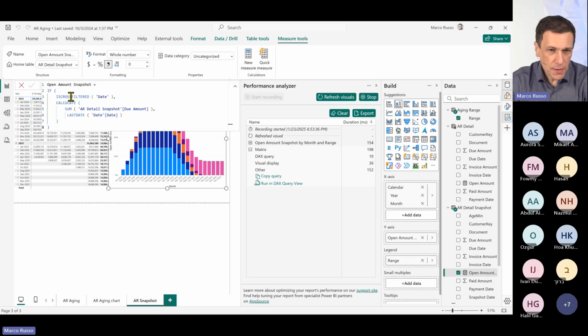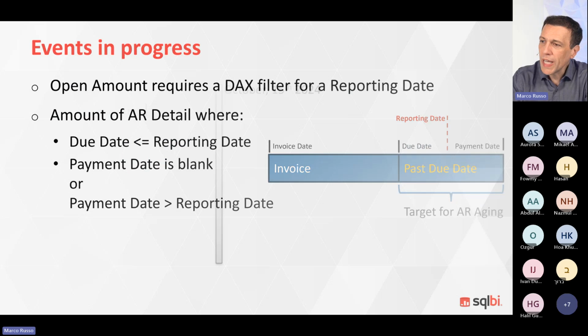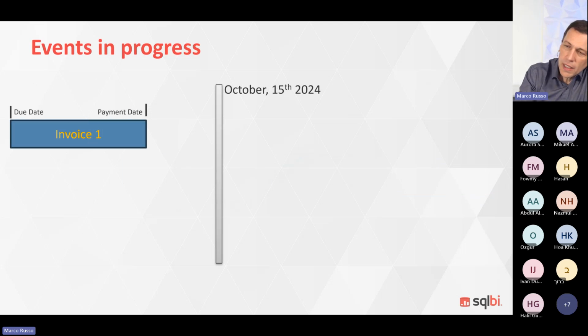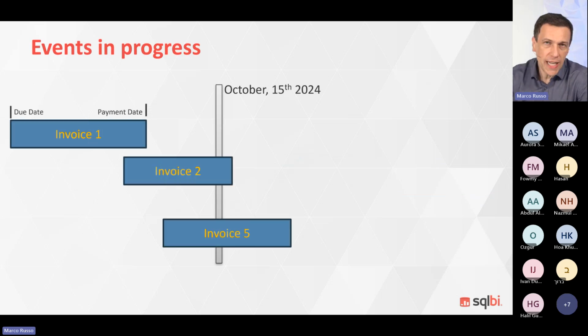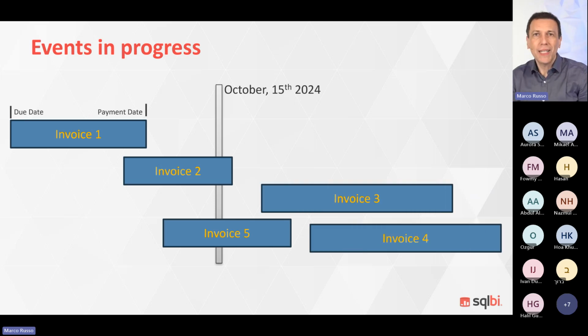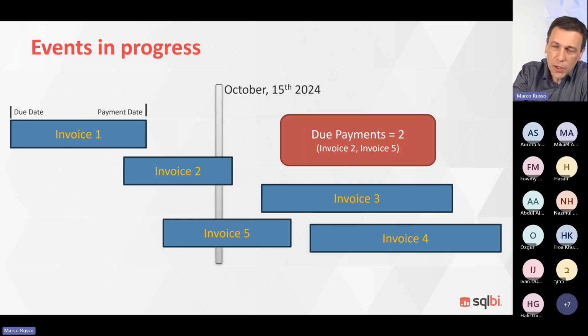Let's go back to the slides. So this is what we had, and this means that when I have a reporting date, 15th of October, for example, what happens? If I look at the content of my AR detail table at that date in October, there are only 2 invoices that I want to include. Due payments is 2, invoice 2, invoice 5. The other 3 invoices are ignored because they have been paid before, or they have a due date after the reporting date.